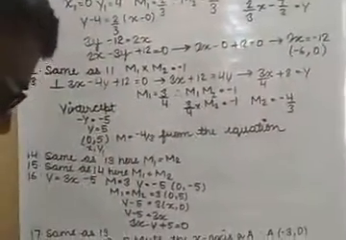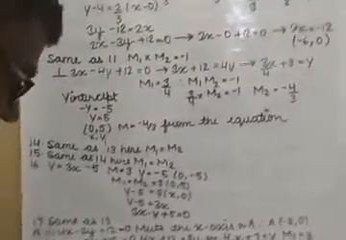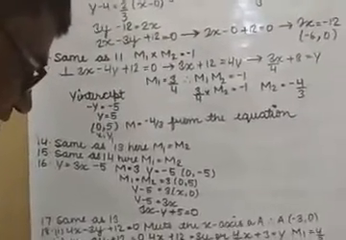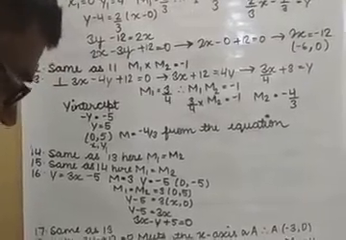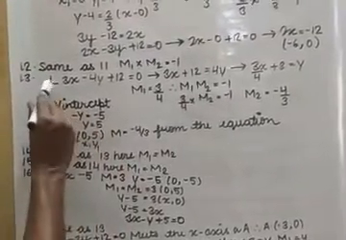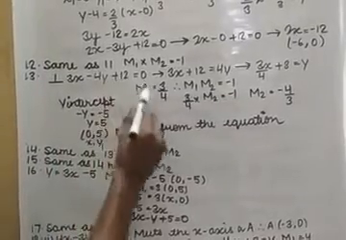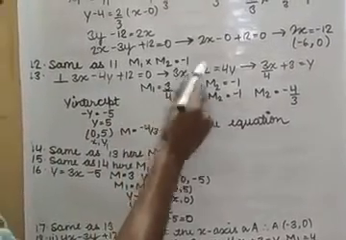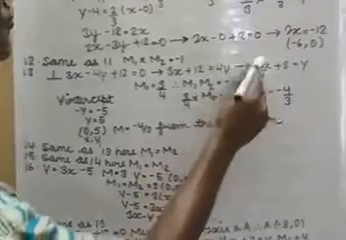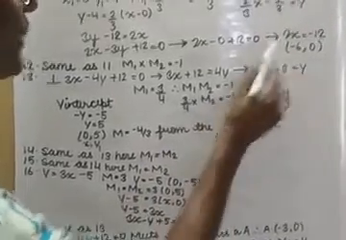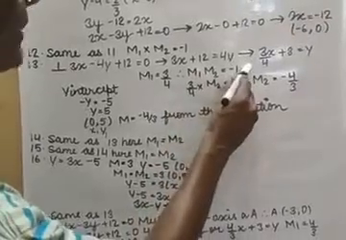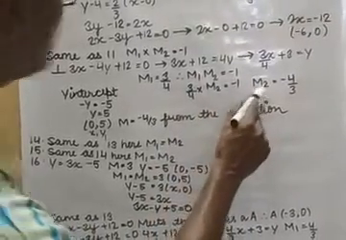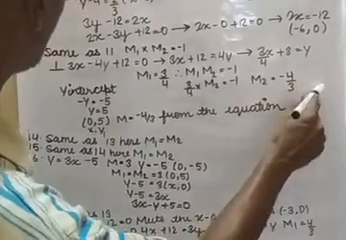In question number 13, find the equation of the straight line perpendicular to the line given and having the same y-intercept as 2x - y + 5. As it is perpendicular to this equation, first of all, 3x + 12 = 4y. So y = 3/4 x + 3. So 3/4 is your m1. We know m1 times m2 is equal to -1. So I have calculated the value of m2, that is -4/3.